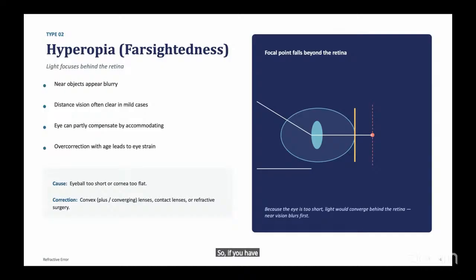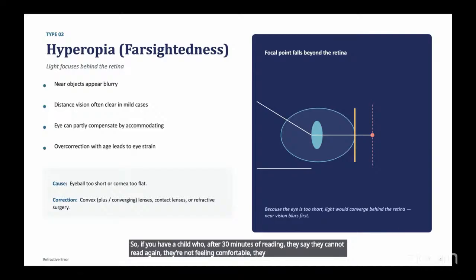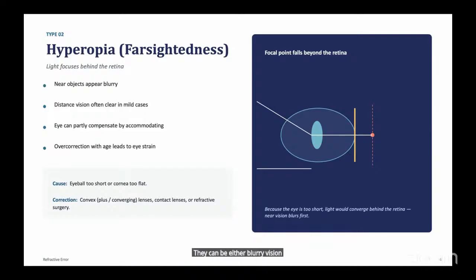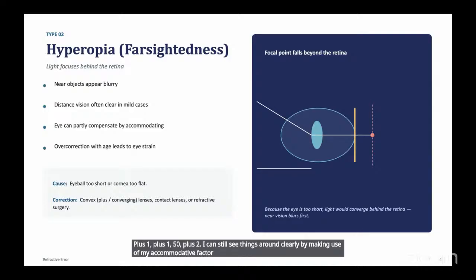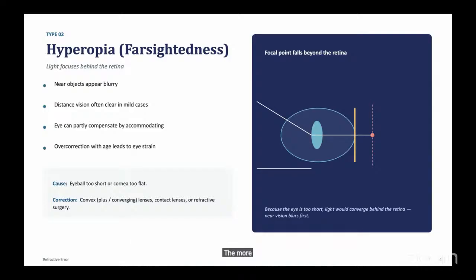If you have a child who after 30 minutes of reading says they cannot read again, they're not feeling comfortable, they have to go and do something else, it's not their fault. It might be that they have hyperopia, which has not been addressed. Depending on the severity, there can be either blurry vision or no blurry vision. Assuming my hyperopia is around +1, +1.50, +2, I can still see things clearly by making use of my accommodative factor. But the higher I go, the more it becomes blurry and I can't make up for it with my accommodative factor.